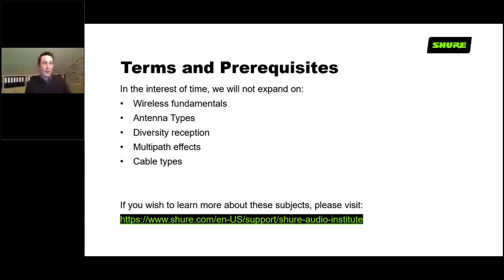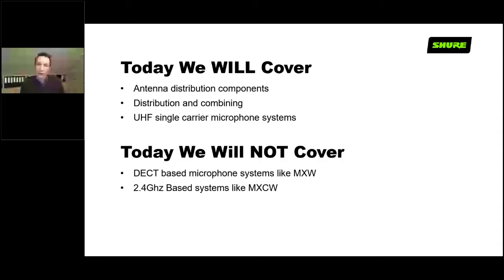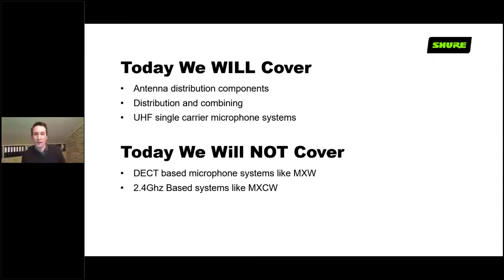So what will we cover today? We're going to look at antenna distribution, what the differences are between distribution and combining, and we're really going to focus on UHF single carrier microphone systems. Just to bring it up now, we will not be talking about DECT-based systems like our MXW system and 2.4 gigahertz based systems like MXEW.